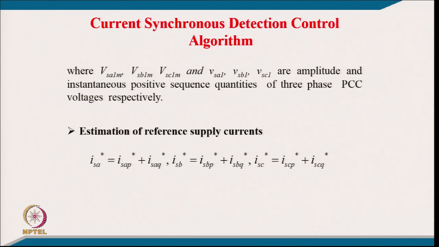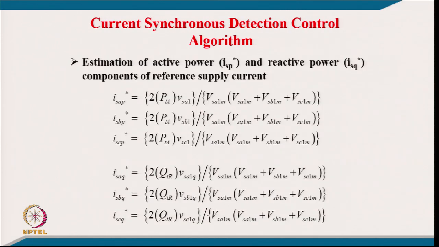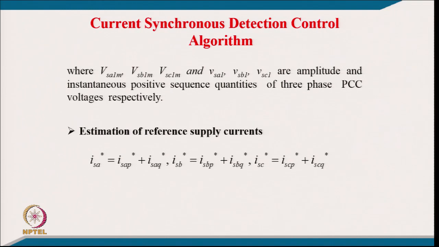But if you want only unity power factor operation, then you can keep this Q reference at 0. So these three reactive currents will be 0, and you will be operating this D-STATCOM for power factor correction only. That is how you can modify the control algorithm for power factor correction. This is for voltage regulation, taking both compensations into account.